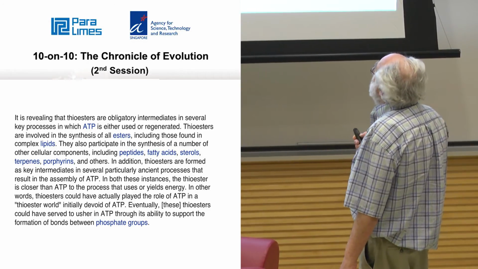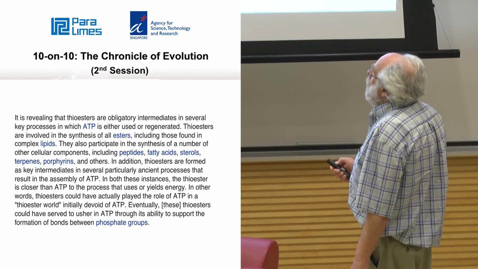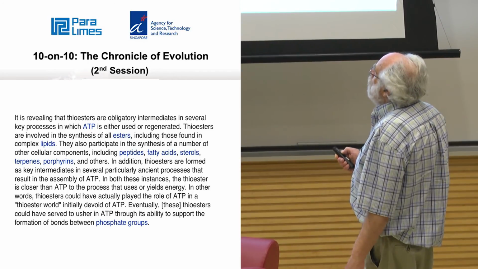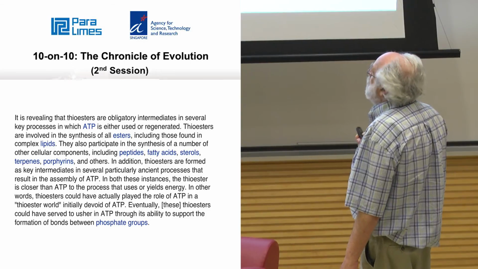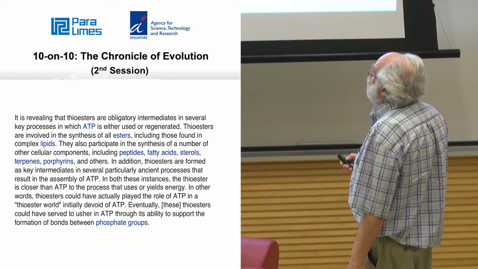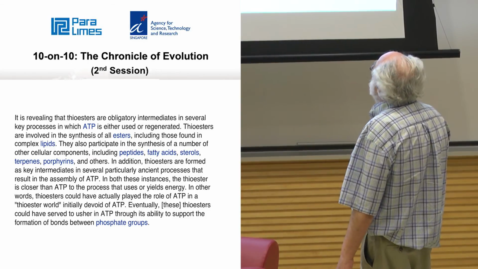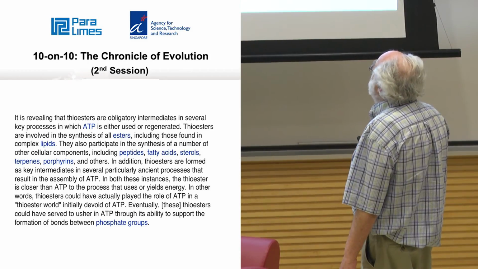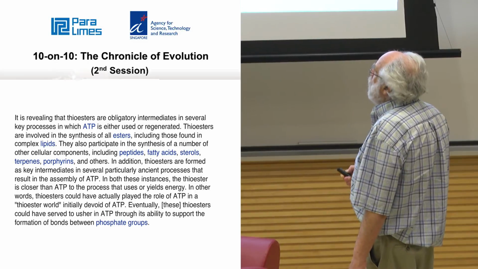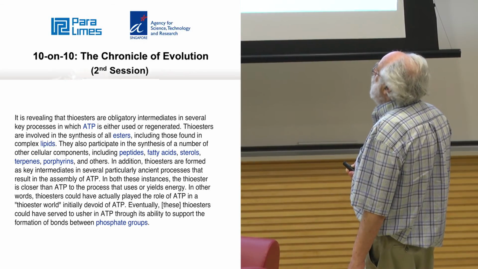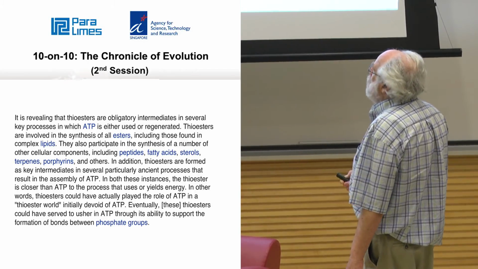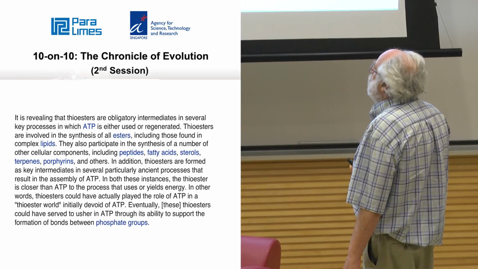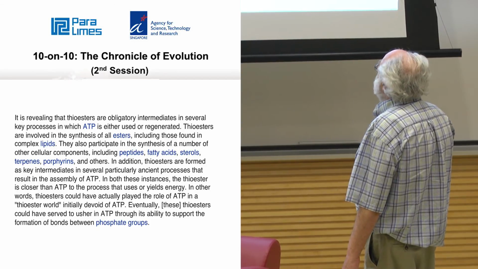They are participants in the synthesis of a number of other cell components, including peptides, fatty acids, sterols, terpenes, porphyrins, and others. In addition, thioesters are formed as key intermediates in several particularly ancient processes that result in the assembly of ATP. In both these instances, the thioester is closer to ATP to the process that uses or yields energy.